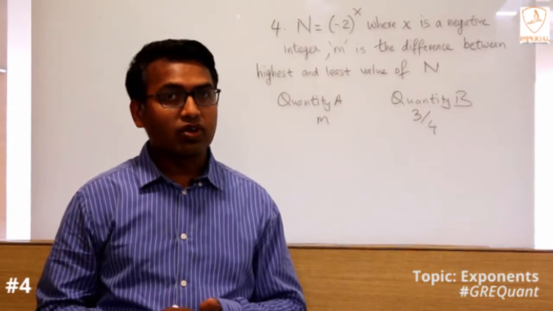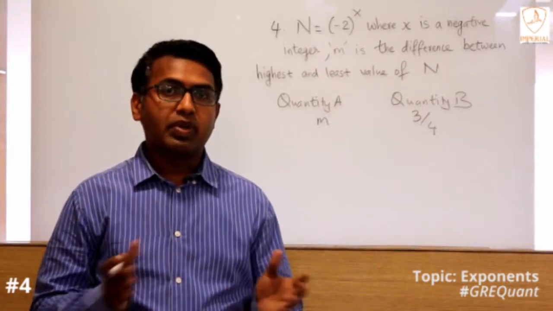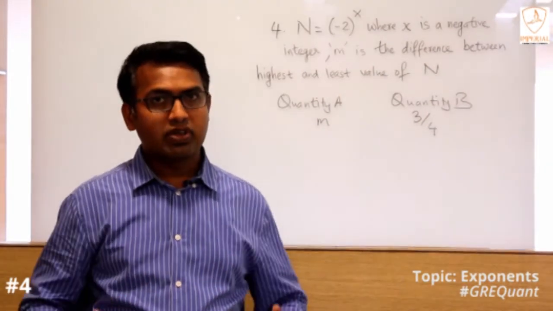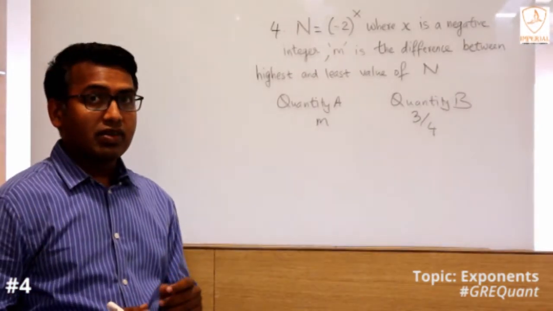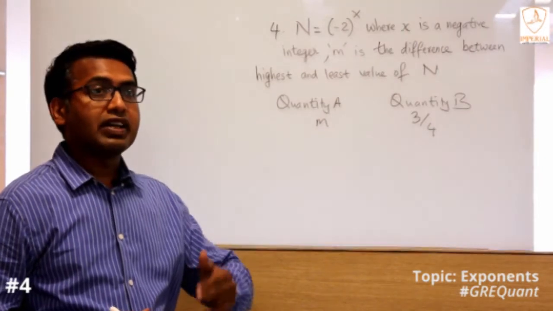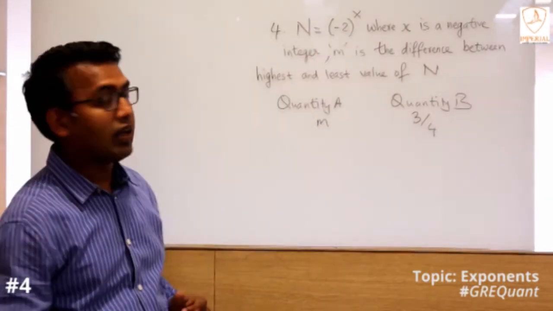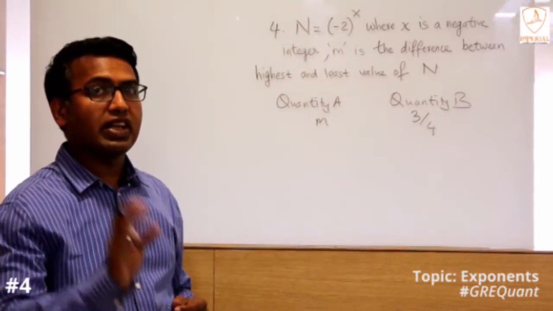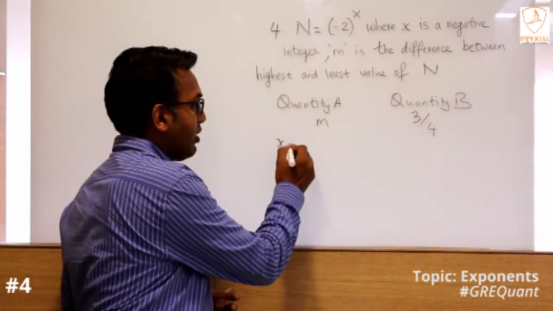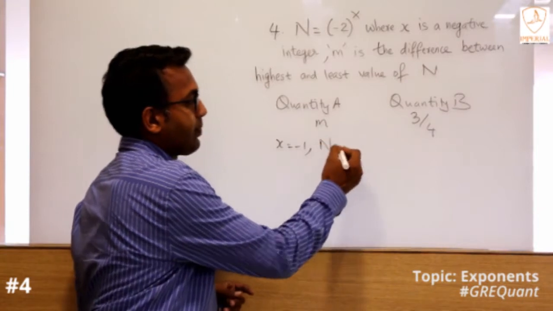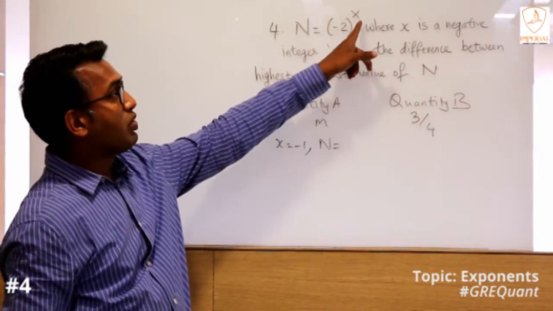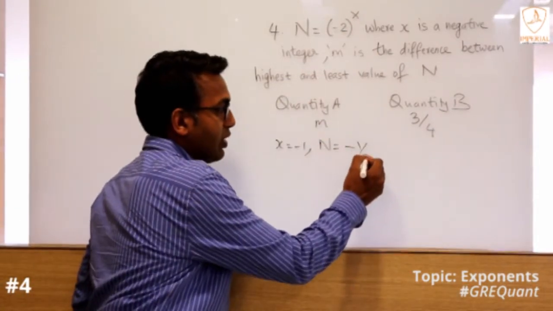Again, I've given you a quantitative comparison question. You have to compare the columns, which is A bigger or B bigger, or are they equal or cannot be determined. Now the trick here is actually start plugging in and checking. So let's start. X as a negative integer. Let's put x equal to minus 1. So when I put x equal to minus 1, n becomes how much? Okay, so if I put x equal to minus 1, n will become minus 1 by 2.